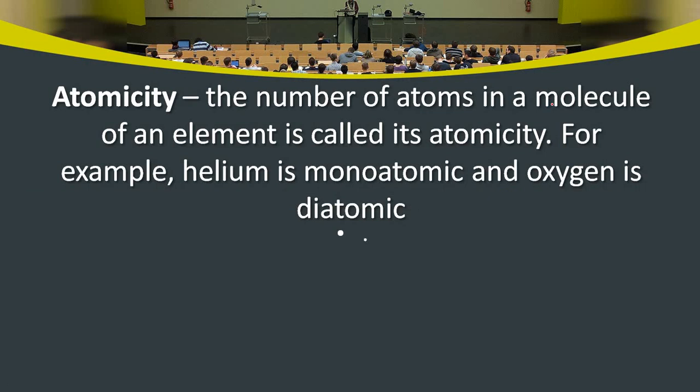Atomicity, a very important topic. A question will certainly come in your examination. What is atomicity? The number of atoms in a molecule of an element is called atomicity. For example, helium is monoatomic, oxygen is diatomic. Means in any element, in any molecule, how many atoms are joined together, that is called atomicity. For example, O2: how many oxygen atoms are together? O plus O, so what will its atomicity be? 2, meaning it is diatomic. Helium has only 1, so it is monoatomic. Sulfur is polyatomic because 8 atoms are joined. Ozone is triatomic.